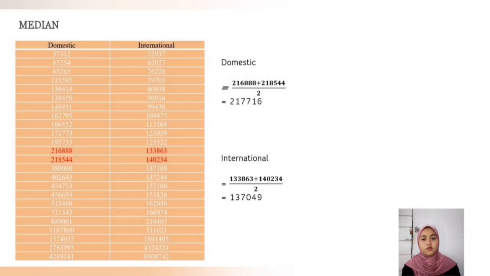Next is median. To find the median, we must arrange the values in ascending or descending order. The median divides the distribution in half. In a distribution with an odd number of observations, the median value is the middle value. In this case, there are 2 values located in the middle, so in order to find the median, sum up the 2 values and divide it by 2. So the median for domestic airline is 217,716, while the median for international is 137,049. Therefore, the median for domestic airline is higher.